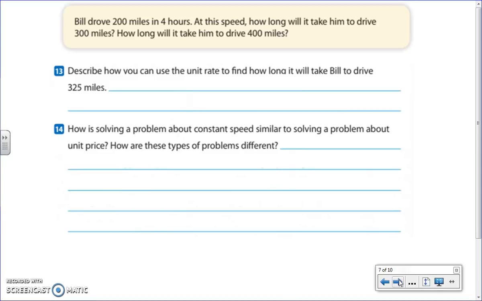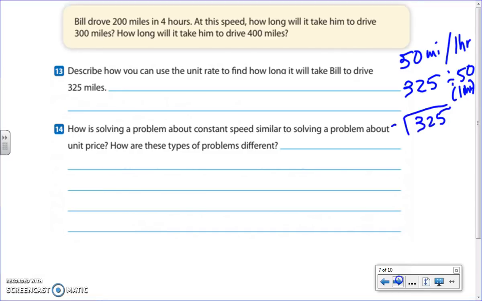So describe how you can use the unit rate to find how long it will take Bill to drive 325 miles. Okay, so to use the unit rate, we would have to do a little different. The unit rate we've decided is 50 miles per 1 hour. Okay, 50 miles per 1 hour. So if I do 325 divided by 50, that's 1 hour for every 50 miles, I'll be able to find how long it takes.